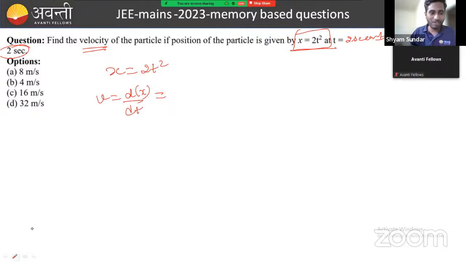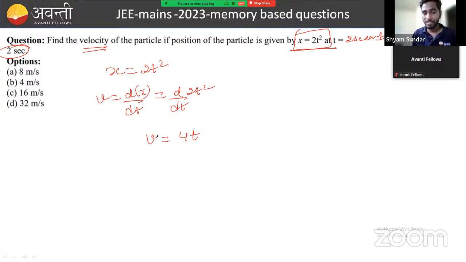Okay, I need to put the value of x right here. Why am I substituting that one? Look at it: d by dt of 2t square. Clear? Now we need to differentiate this equation. You know differentiation. If you differentiate this one, you will get 4 times t.